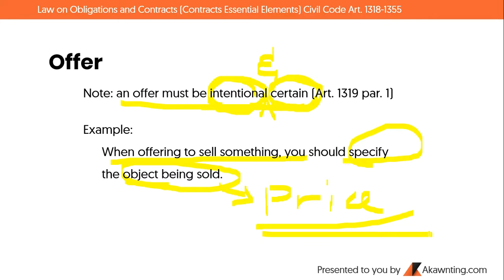Okay? So, ayan. Dapat ang offer ay intentional and certain. Kasi ganito yan. Paano i-accept nung, let's say, buyer, di ba? Paano i-accept nung buyer kung wala siyang i-accept na information, such as kung ano ba yung binibenta or kung magkano yung binibenta. So, ganun lang po kasimple yun. An offer must be certain.